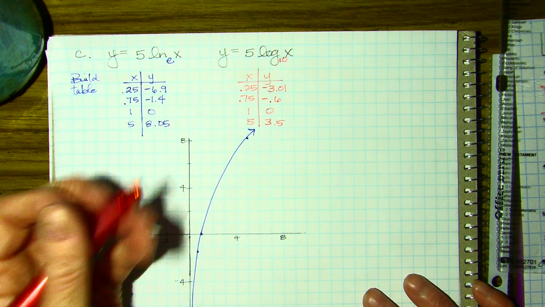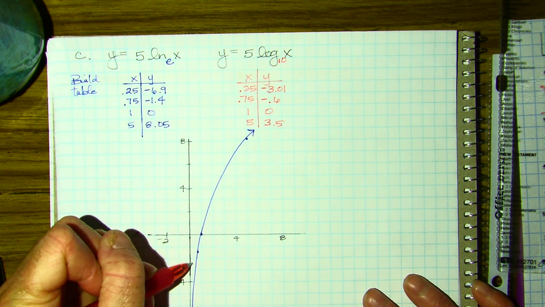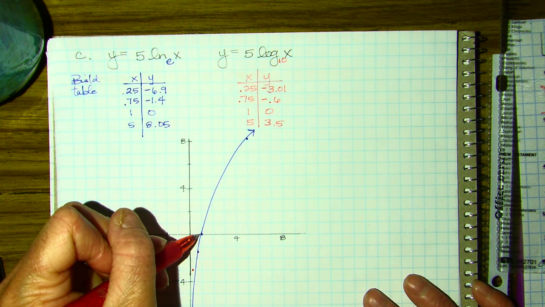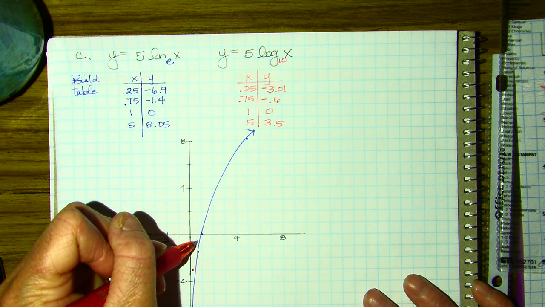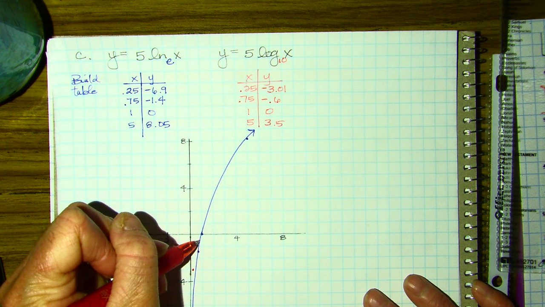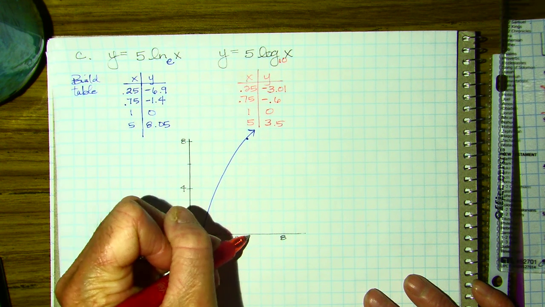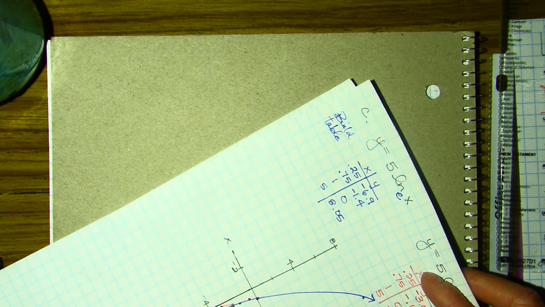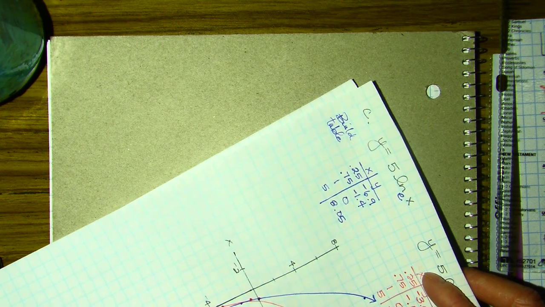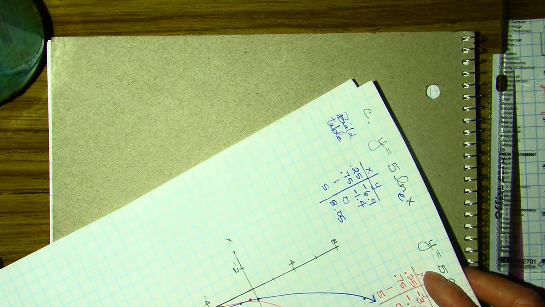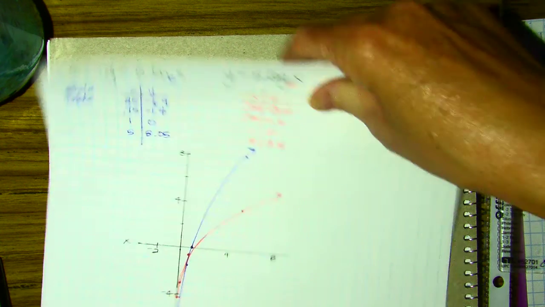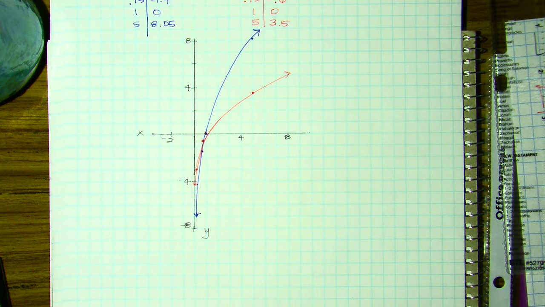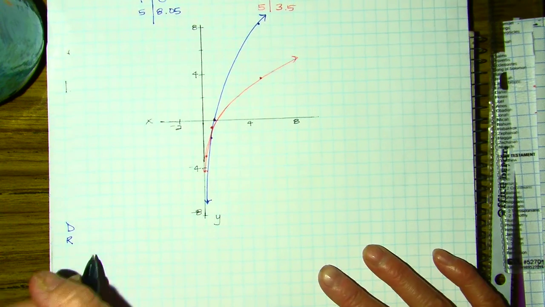And red, 0.25 is only at negative 3.1. 0.75 is negative 0.6, and 5 is at 3.5. And then you can talk about how the greater base gives smaller y values. Last one, and I wanted to fit that on there, are the effects of the transformation.